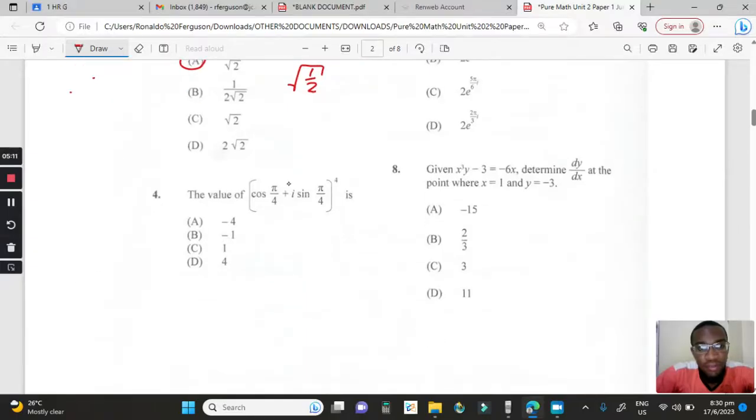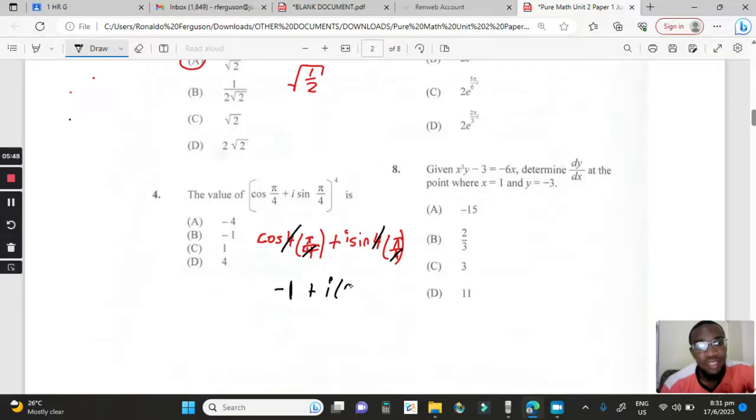Alright, number 4, we want the value of this here. So we're going to use De Moivre's theorem. So bring down the power. This is cos of 4 times pi over 4 plus i sine of 4 times pi over 4. Now in this case, this 4 cancels this 4. So cos pi is minus 1. And then this 4 cancels this 4 and sine pi is 0. This is plus i times 0, so the answer is minus 1. That's option B.